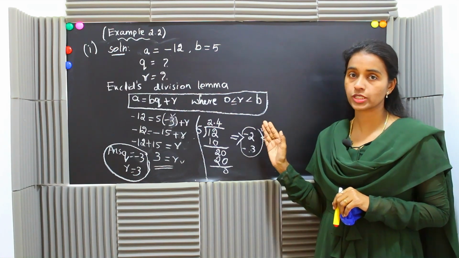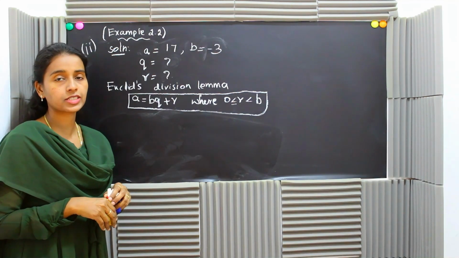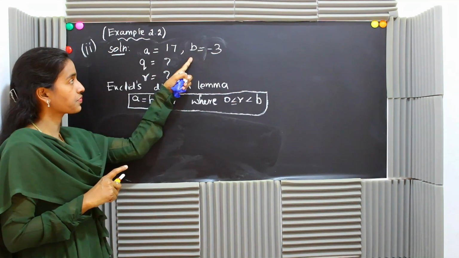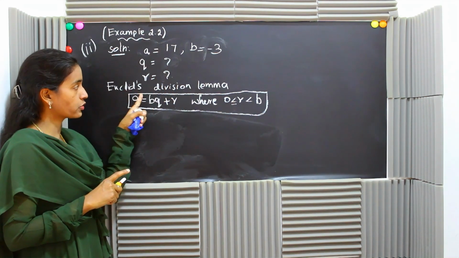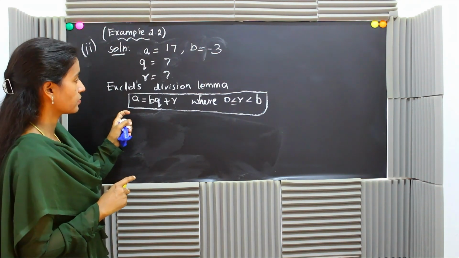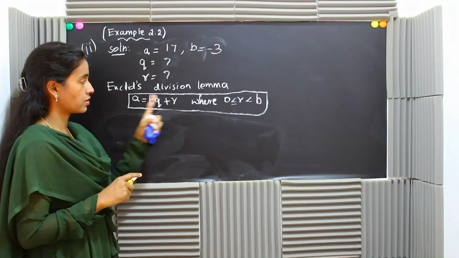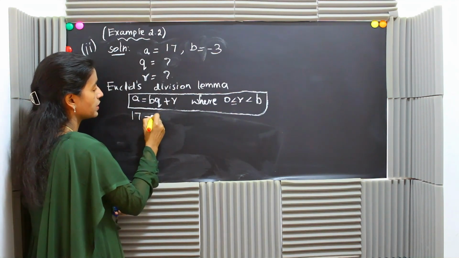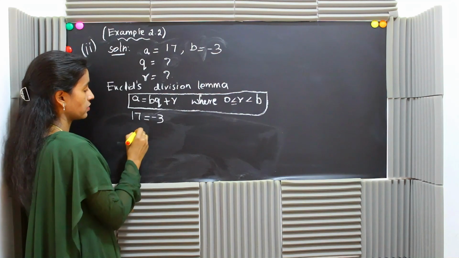This is the first sub question. Now we can see the second sub question. Here I have written the second sub question. The question is A equals 17, B equals minus 3. We need to find the quotient and remainder. I have written Euclid's division lemma theorem. Now A equals BQ plus R. I am going to apply the values of A and B. B is minus 3, right? I need to find Q and R.